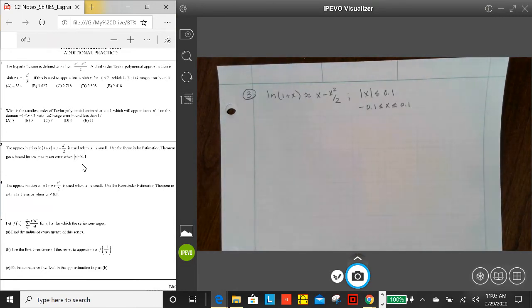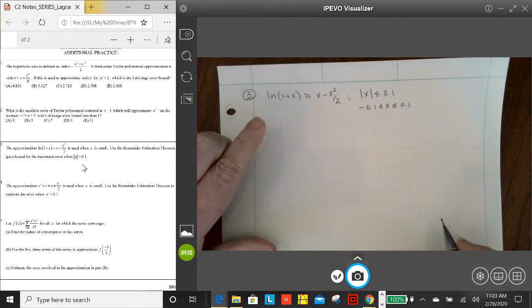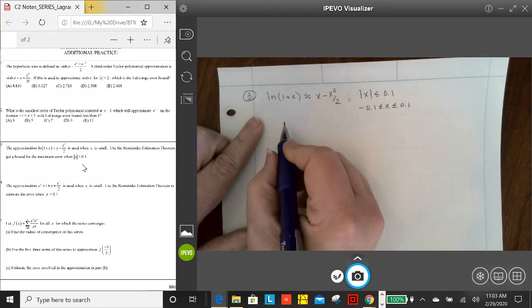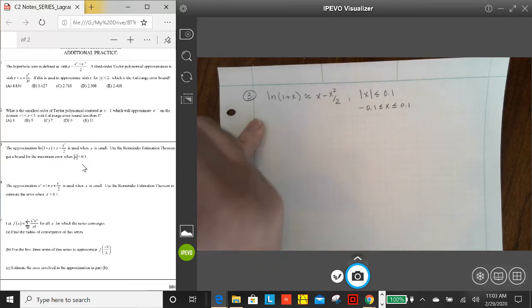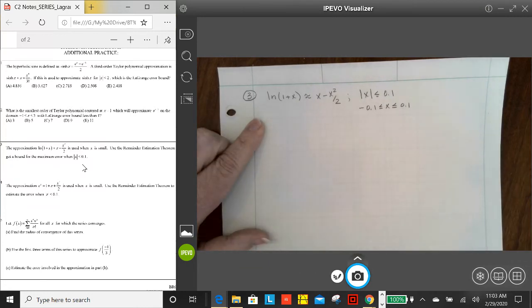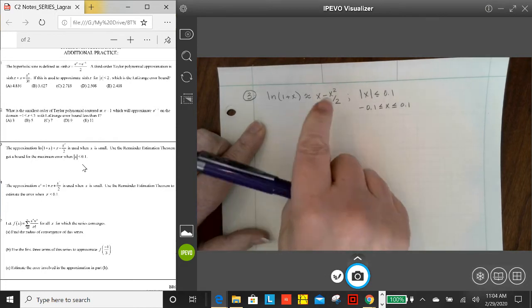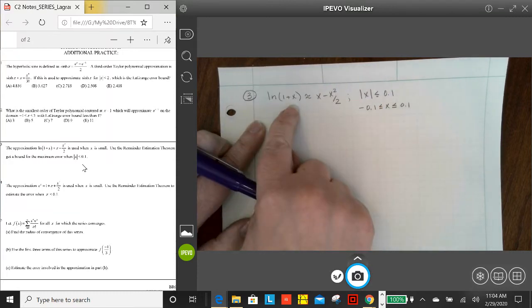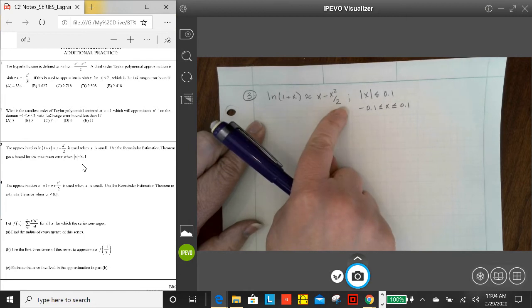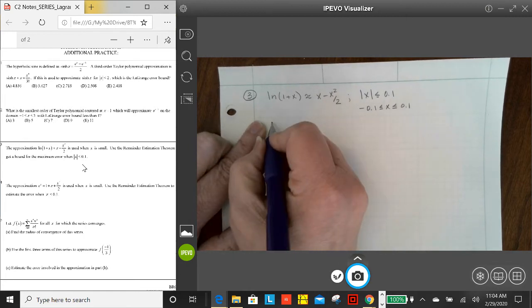And so if I'm going to use the remainder estimation theorem, which happens to be Lagrange, the same theorem, Lagrange came up with it. That's why they affectionately call it Lagrange. So we're going to use the same thing, but we have a second degree Taylor polynomial here, so we're going to have to use the third derivative to calculate the term for the approximation for the error.